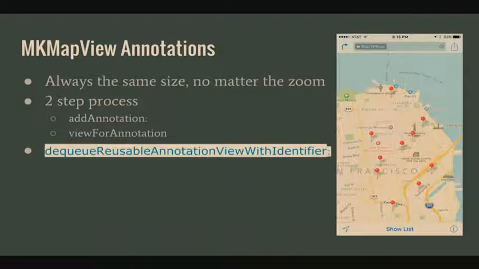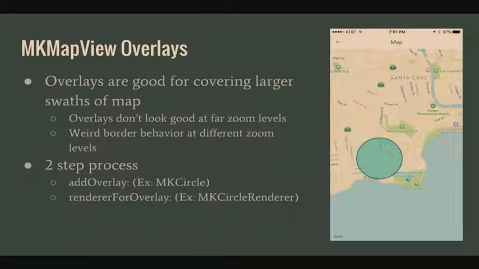Pretty simple. Then with overlays, they're good for covering larger swaths of map. Here's a circle overlay that actually zooms with the map. So if you zoom in and out, the border is going to stay in the same place on the map no matter what you zoom at.